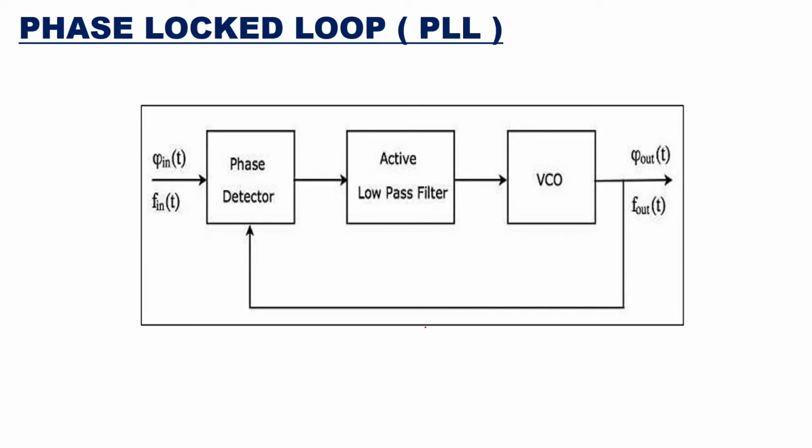Now after knowing what a VCO is, we'll go on to see what a phase locked loop is. So here you can see a phase locked loop. You have an input to this phase locked loop, and the first block in it is the phase detector. This phase detector is going to compare the phase of the input signal frequency, which is this input phase, and the phase of the output, which you take as feedback from here.